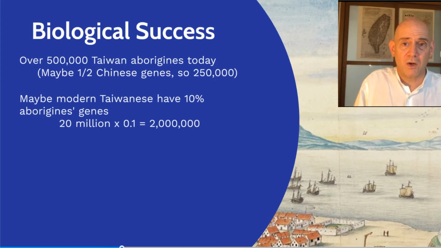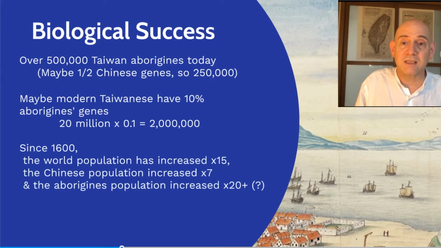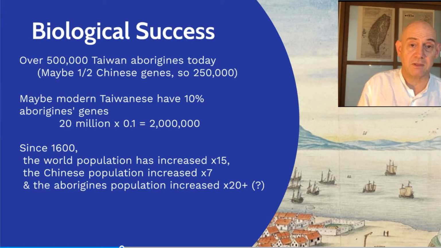Okay? This means that if there were like 100,000 Aborigines in the early 1600s, their population increased by over 20 times. Now, if you look at the population of the world, it's increased by about 15 times. The population of Chinese in the world since the early 1600s has only increased about 7 times. So if you're judging by just how many progeny you have, how many great-great-great-great-grandchildren did you leave behind, actually, the Aborigines do very well. The Chinese, they don't do so well.